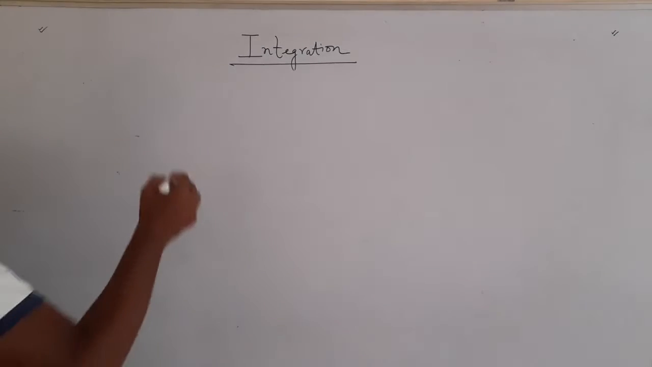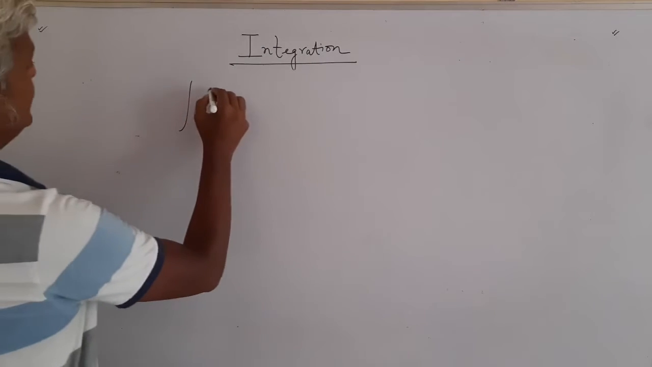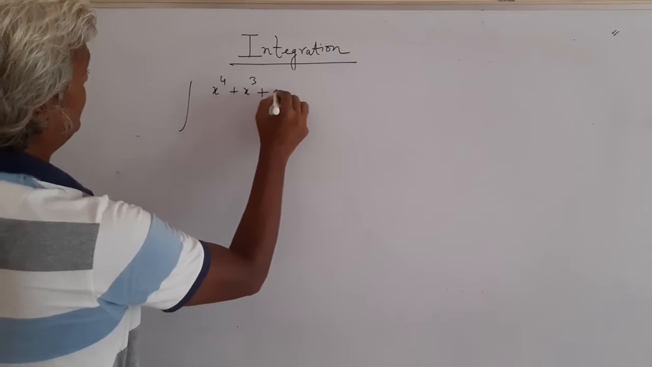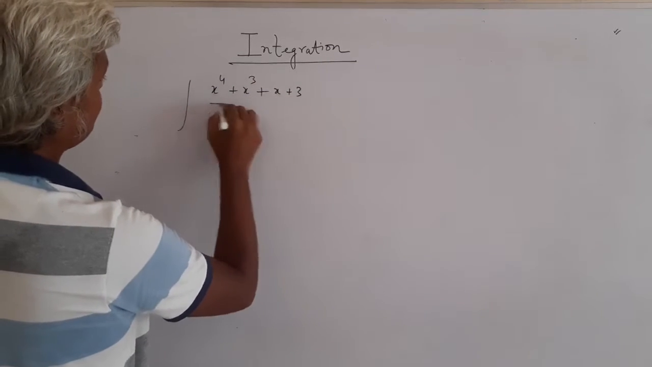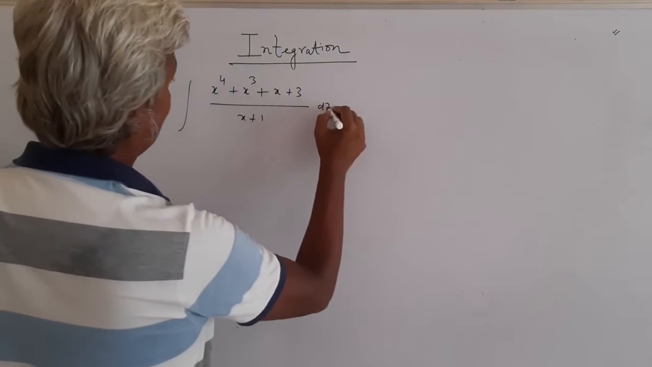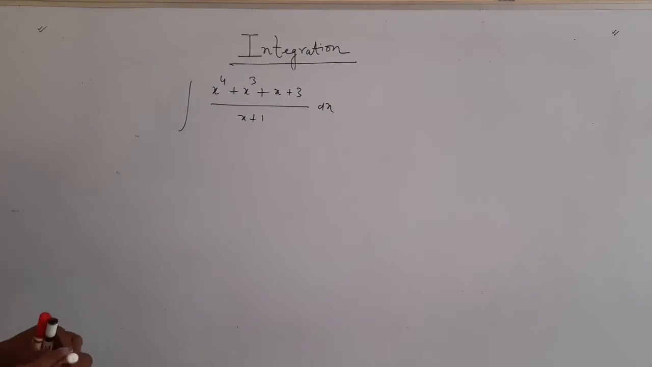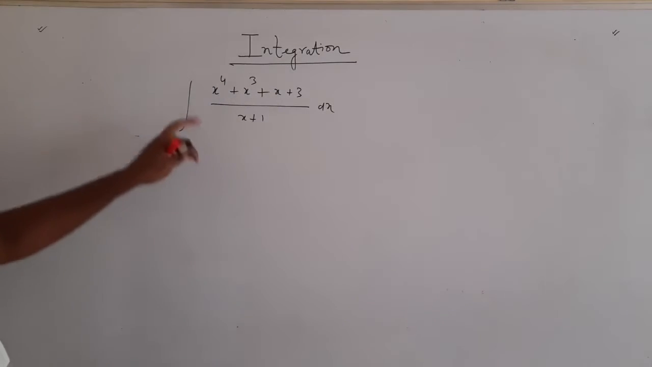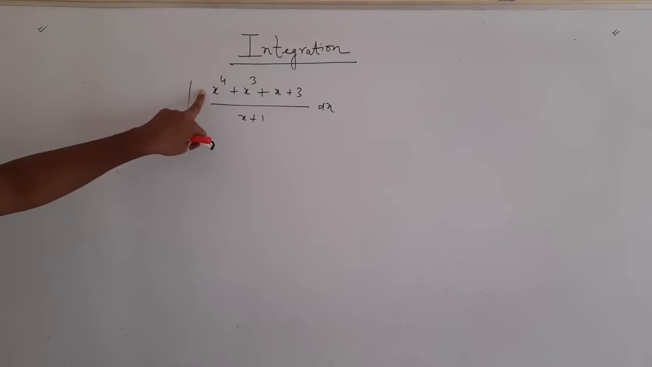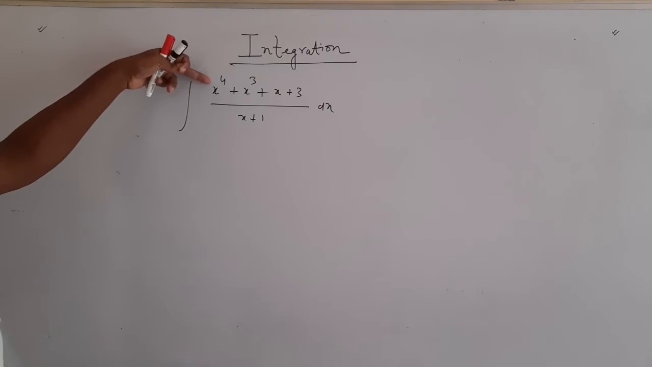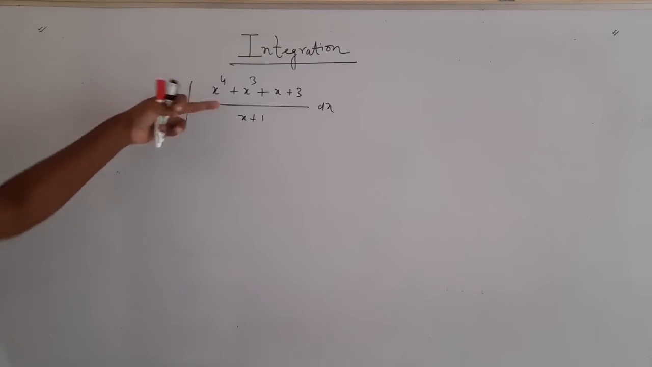The first form I'm saying is, suppose you have a form like integration of (x to the power 4 plus x cube plus x plus 3) divided by (x plus 1). How will you find the integration of this one? This is called the form of rational fractions, where this is a numerator polynomial upon a denominator. This is a fraction, or you can say a function, and this is another function.